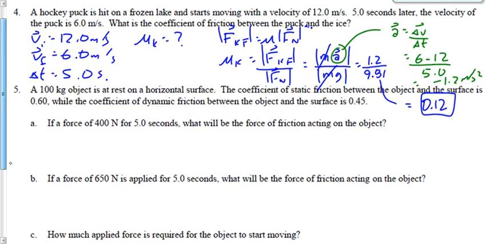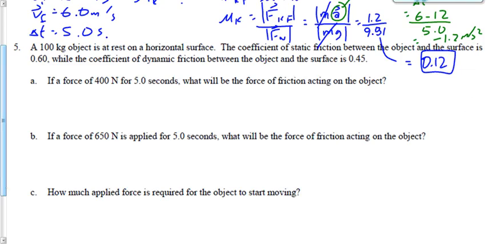This is the one that we want to focus on because this is the one that's going to look a lot like your quiz question tomorrow. A 100-kilogram object is at rest on a horizontal surface. There's a coefficient of static friction of 0.6, a coefficient of dynamic or kinetic friction of 0.45. We apply a force of 400 newtons. Does it move? What's the force of friction? What about 650? How much force do we need to apply to get it moving?